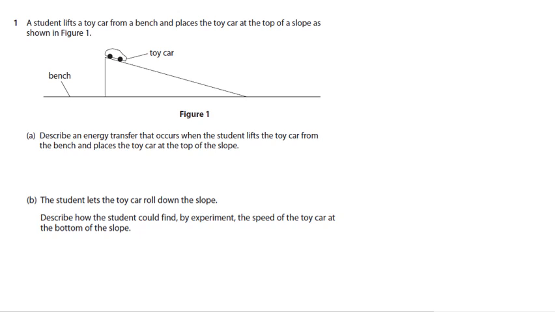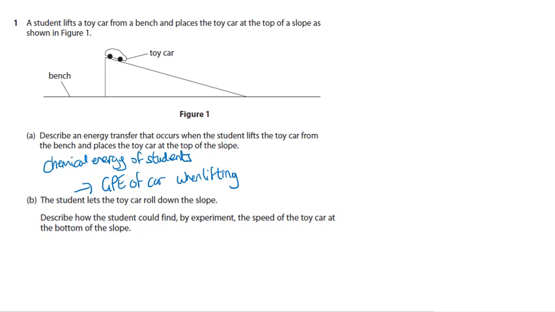First of all, we've got an experiment that a lot of you might have done yourself. So you've got a car rolling down a ramp on a bench, and first of all we've got to describe an energy transfer that occurs when the student puts the car there in the first place. Well, there's various things happening, but you could, for example, say the chemical energy of the student's body is transferred into GPE of the car when lifting. Gravitational potential energy.